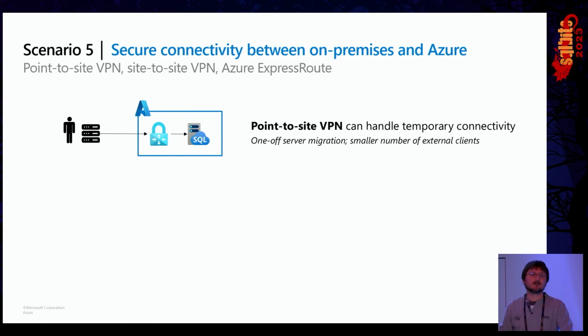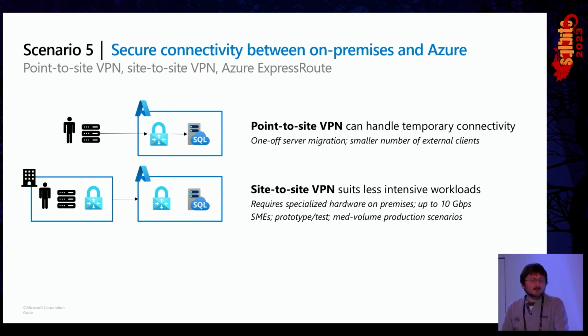I just have them all in one slide because we've seen them, except ExpressRoute, we've seen them all. So point-to-site is great to handle temporary connectivity, a worker logging into their work account, or a small number of clients who just don't need really high throughput connectivity.